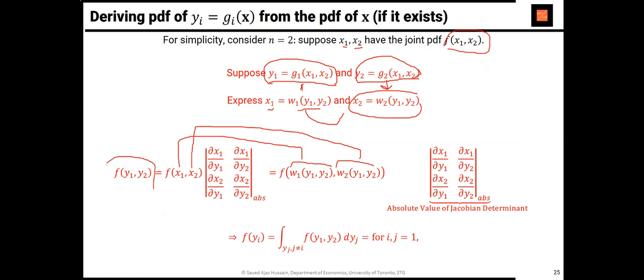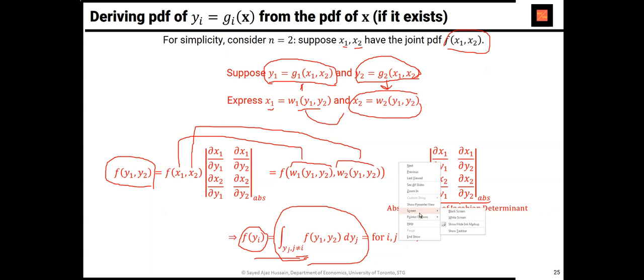Once you get the joint PDF, to get the PDF of just either Y1 or Y2, as in yesterday's lecture, you integrate the joint PDF over the other variable. So if you want f of y1, integrate the joint density with respect to y2. If you want y2, integrate the joint density with respect to y1. Right? So let's do an example.